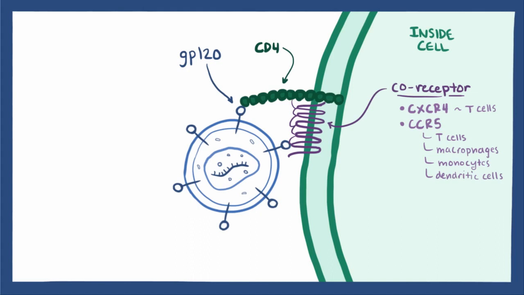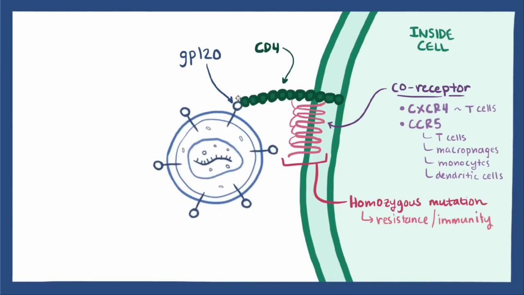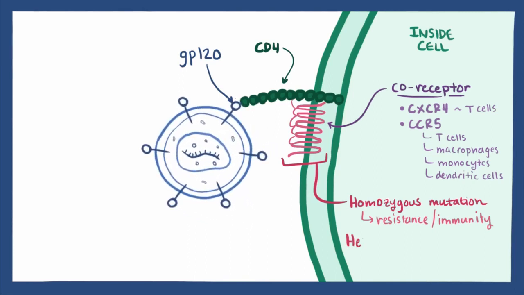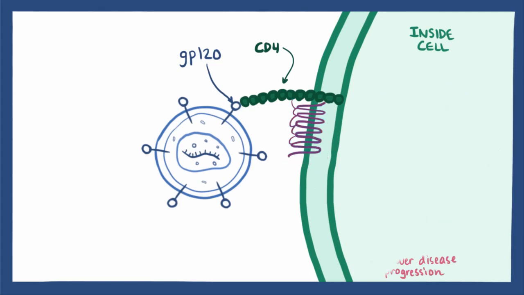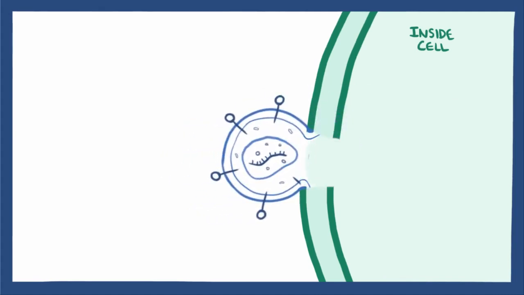These co-receptors are so important for HIV that some people with homozygous genetic mutations in their CCR5 actually have resistance or immunity to HIV, since HIV can't attach to them and get into the cell. In fact, even heterozygous mutations, which lead to fewer co-receptors on the cells, can make it harder for the virus to spread and result in a slower disease progression. For those without this mutation, though, once HIV binds to CD4 and either CCR5 or CXCR4, it gains access into the cell.